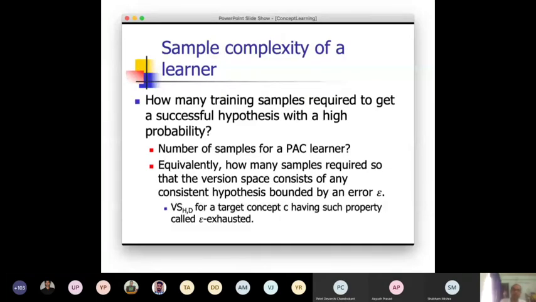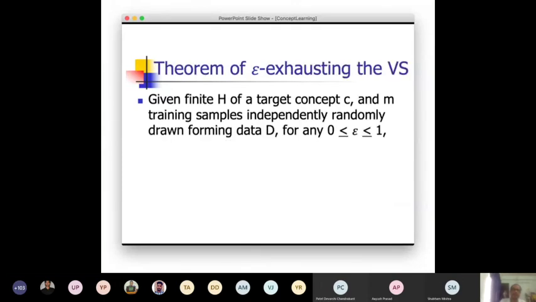So let us try to understand this. One of the properties that we would like to see of the version space, we call epsilon exhausted. If your version space, which is naturally the set of consistent hypotheses, has the property that every hypothesis in it has true error less than epsilon, then we say that the version space is epsilon exhausted. Then you can pick any hypothesis, and that would be sufficient.